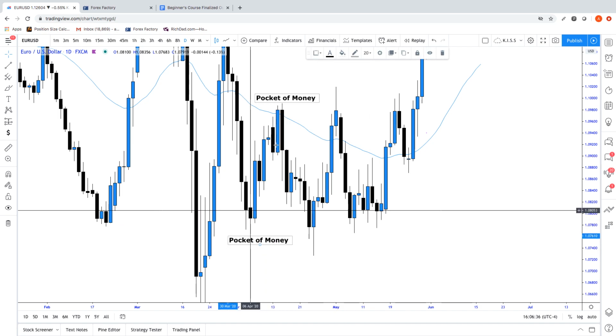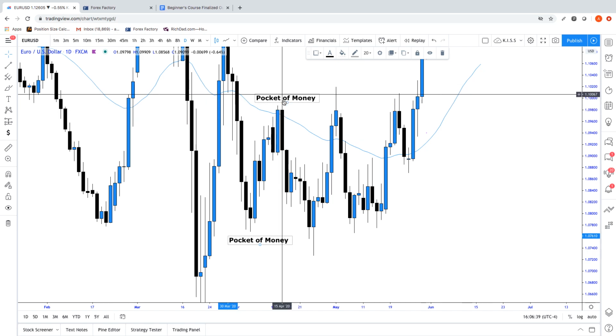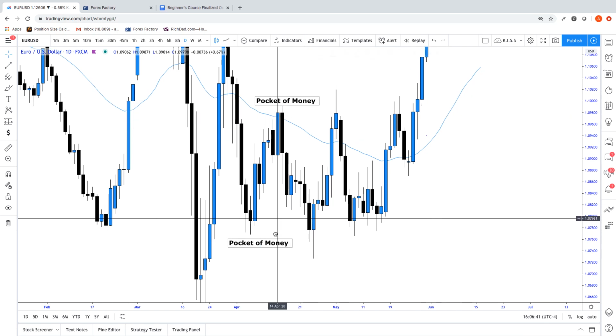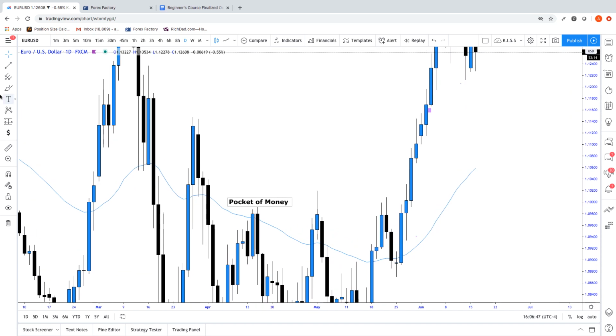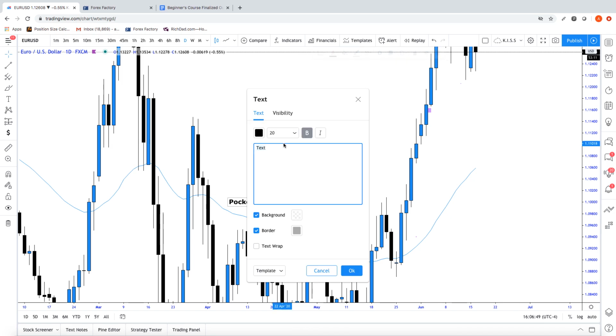So we have a low, we have a high. Above each high and below each low, there is a pocket of money. A pocket of money is liquidity. A pocket of money consists of stop loss orders and buy/sell stop orders.